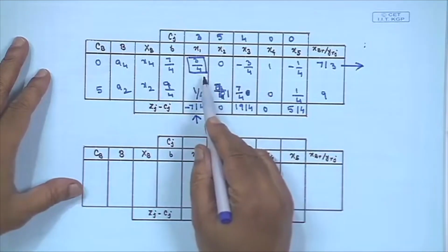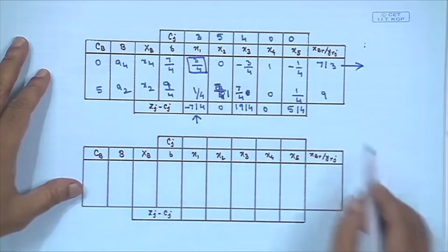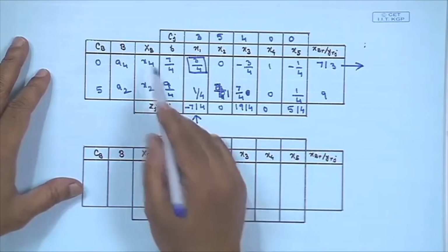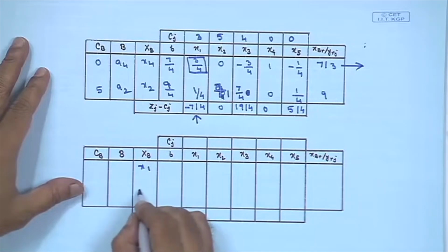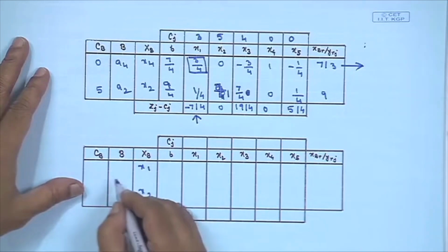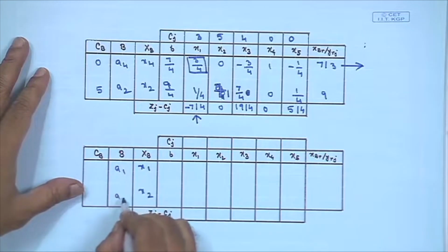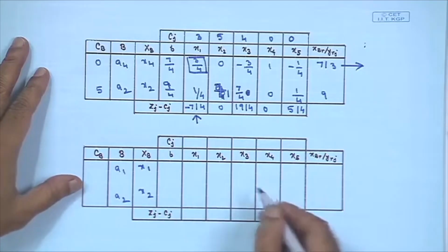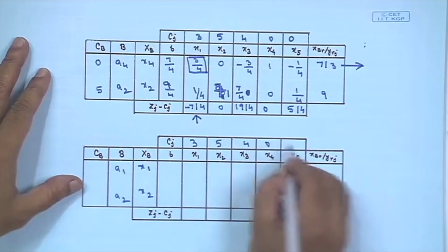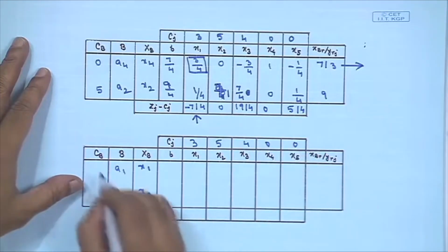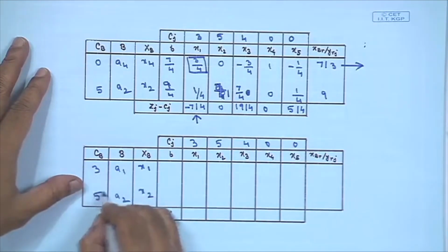So, I have to make this element 1 and this element 0. So, your x4 will be replaced by x1 here. So, you are coming as x1, x2. Your B values are A1, A2. So, your Cj are 3, 5, 4, 0, 0. This is 3 and 5.